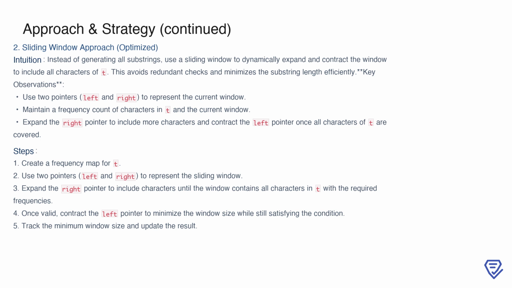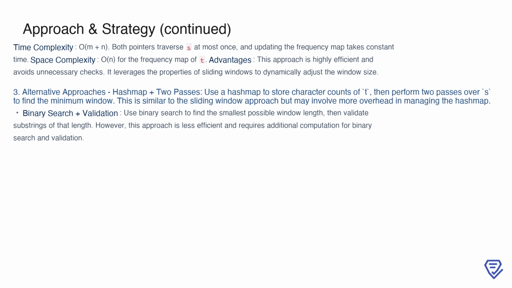This technique is both logical and computationally efficient, making it a significant improvement over brute force. The sliding window approach achieves a time complexity of O(m + n), where m is the length of S and n is the length of T. This efficiency comes from the fact that both pointers traverse the string S at most once, and operations like updating the frequency map are performed in constant time. In terms of space, we use O(n) for the frequency map of T.